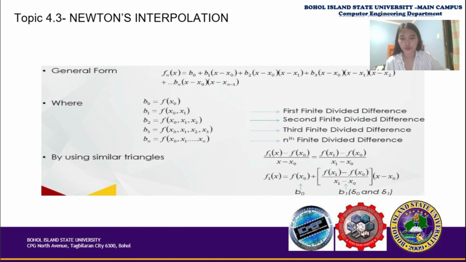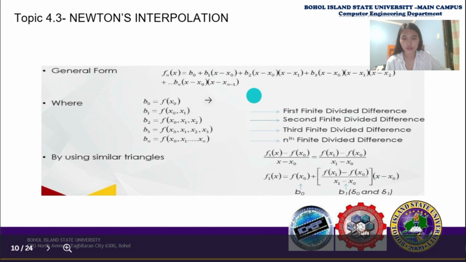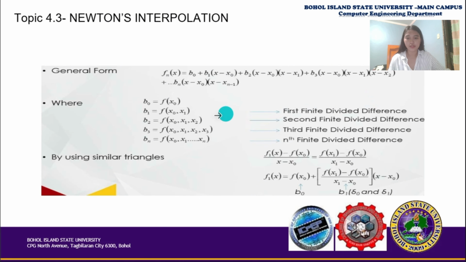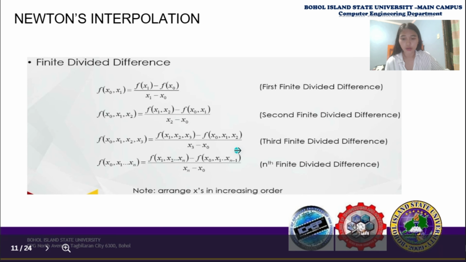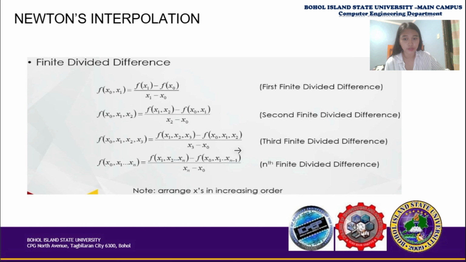As you can see, its general form is this one, where the first finite divided difference is this one, the second finite divided difference is this one, the third finite divided difference is this one, and the last one is this one. So the first, the second, the third, and the fourth. Note, arrange x in increasing order, not in decreasing order, okay?